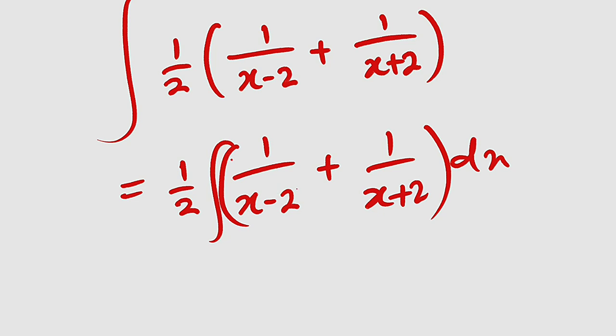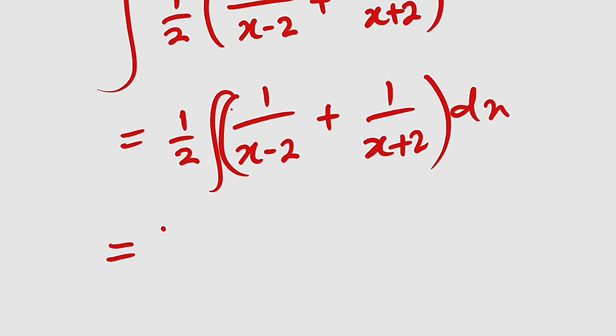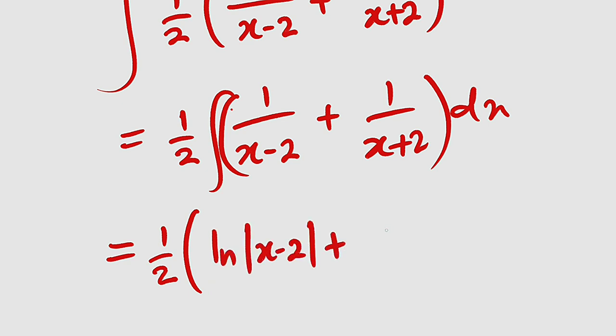And remember, if you differentiate this, you are going to obtain 1, likewise this one. And whenever you have this situation, the integral of that function is just the natural log of the absolute value of the denominator. And therefore, we have 1 divided by 2 multiplied by natural log of the absolute value of x minus 2 plus natural log of the absolute value of x plus 2.